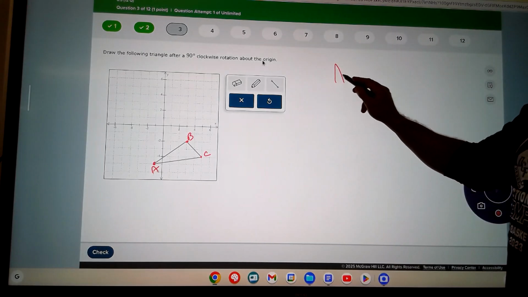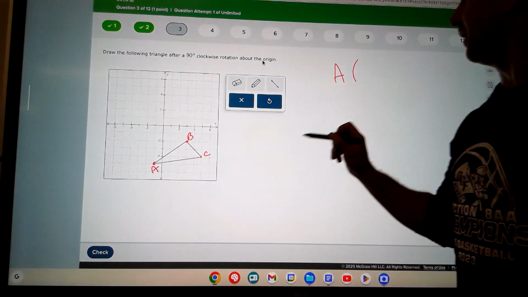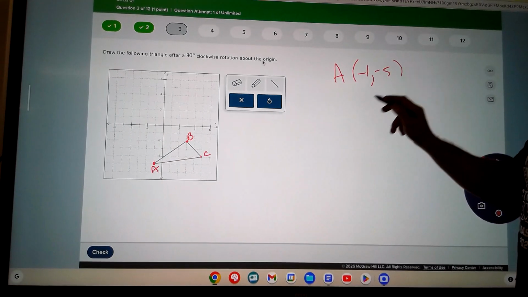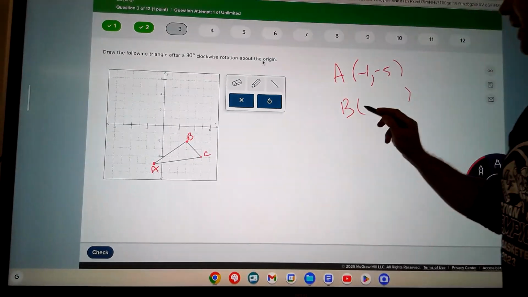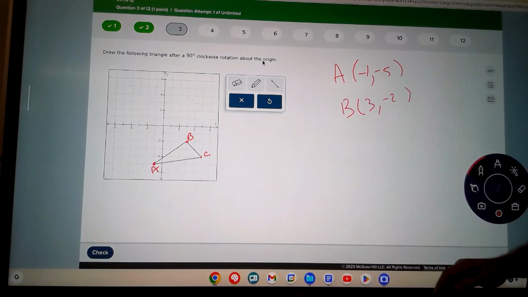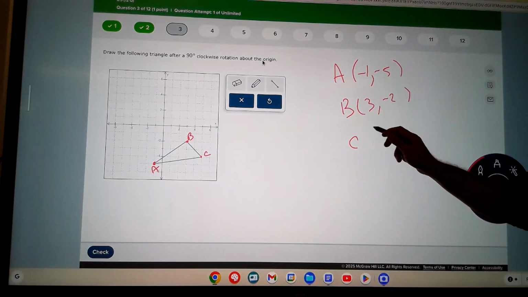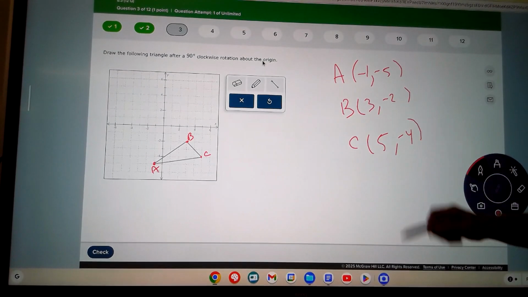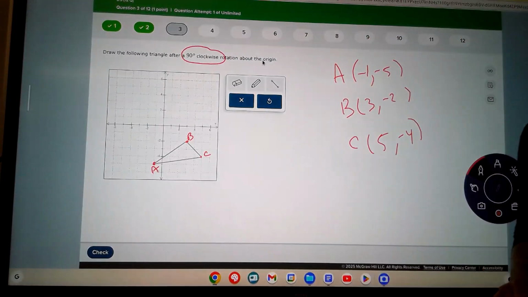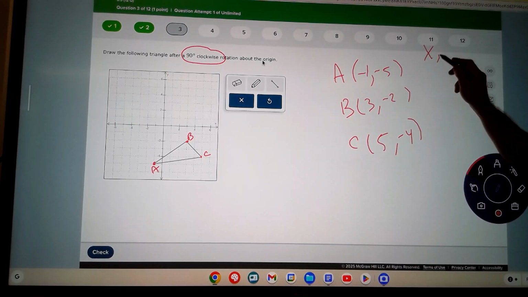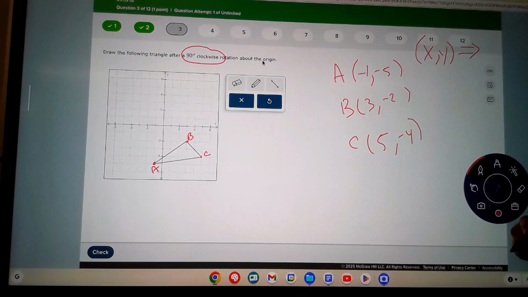So my A right now is at -1, -5. So I'm going to put that in there. My point B is at +3, -3, or sorry, -2. And then point C is at +5, -4. So 5, -4. Now, when I do a 90-degree clockwise rotation, that goes from x, y, and it goes to what?